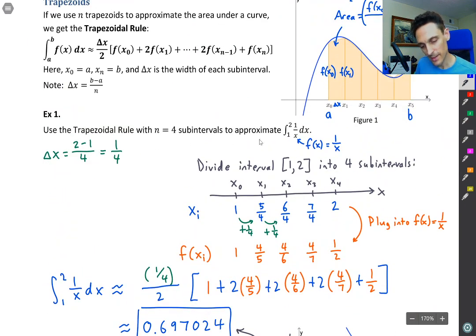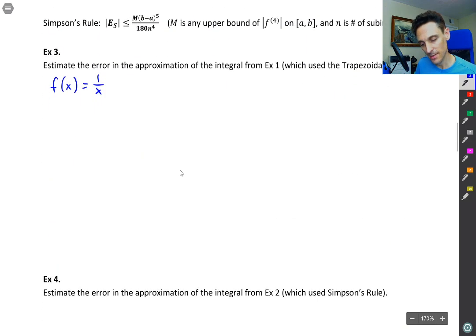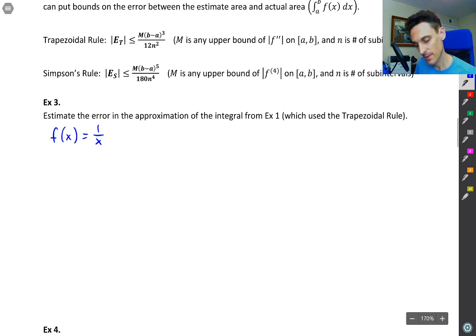So example 1, our function was 1 over x, and our a was 1, our b was 2, and n was 4. Let's come back down. So we need to get the second derivative. So here's the first derivative.